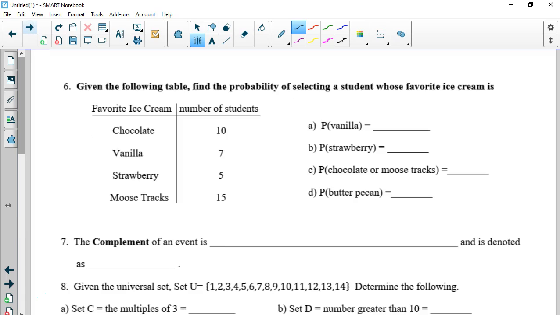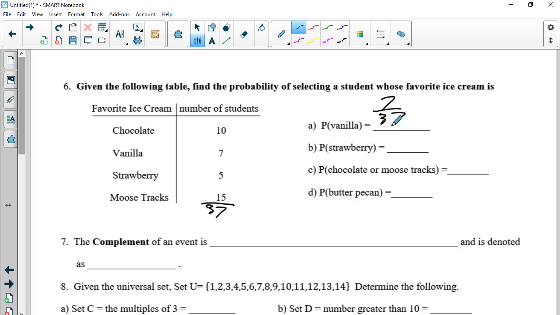Given the following table, as soon as I see a table, I want to know the total. And it's 37. That's the first thing you should have done when you saw this table, when you were working on this. Total them up. Know the amount. Again, this is no different than the one we just did, just kind of more practice. So what's the probability of vanilla? Well, there's 7 out of 37. That's it. We're done.